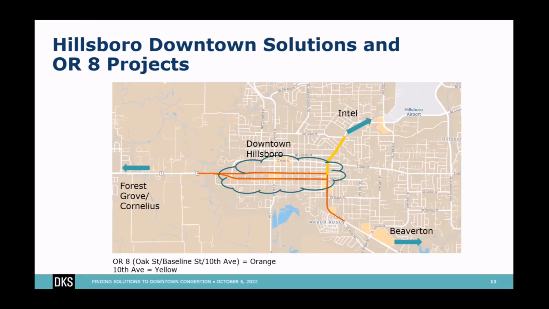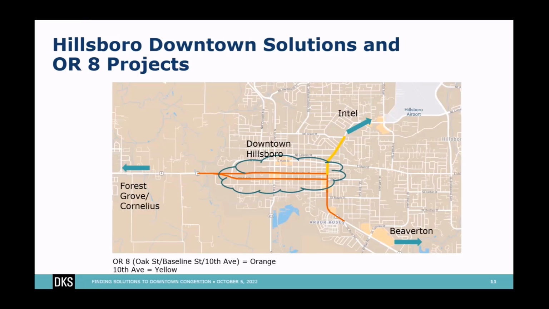this downtown area. In the orange here, you see OR8, which is a state highway that then turns the corner and becomes a couplet through the middle of the downtown area. And then 10th Street is the start of that couplet there. So that's the yellow that continues down to the orange.